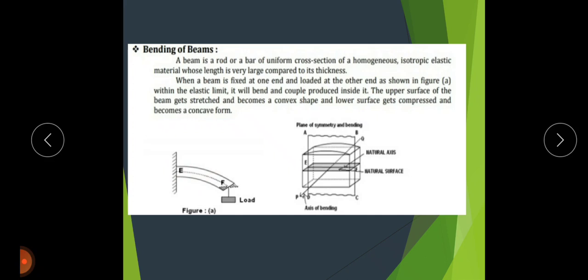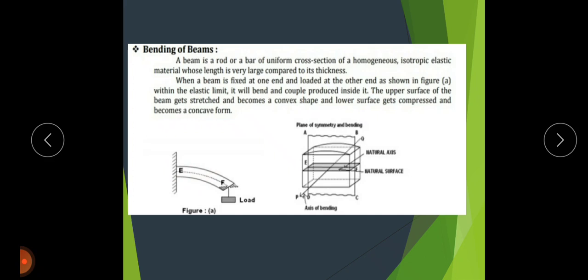The filament neither gets extended nor compressed at EF. This surface is known as the neutral surface. Here EF is the neutral axis. The plane in which all the filaments are bent to form a circular arc is known as the plane of bending.